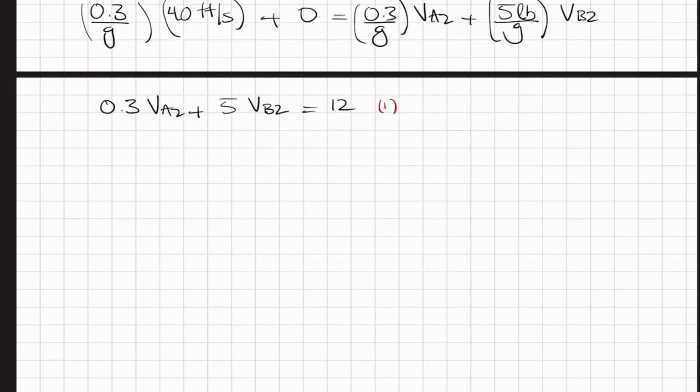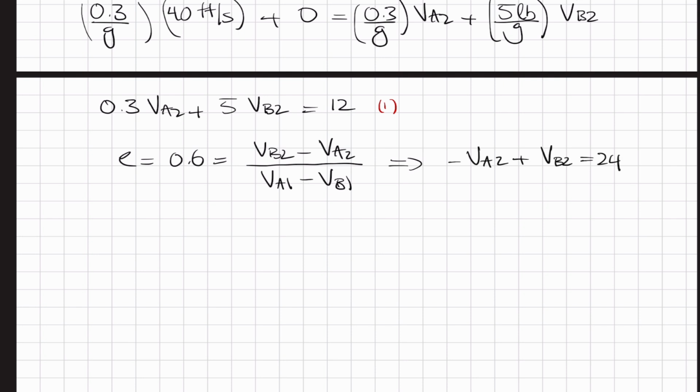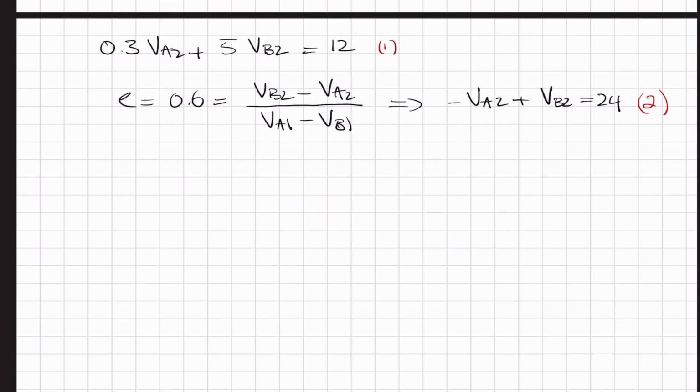Now, using the coefficient of restitution, we have 0.6 is equal to VB2 minus VA2, and then we have VA1 minus VB1. VB1 is 0, VA1 is known, and we get something that looks like this. And we call this equation 2. So now we have two equations, two unknowns, and solving them together should give us the following answers.